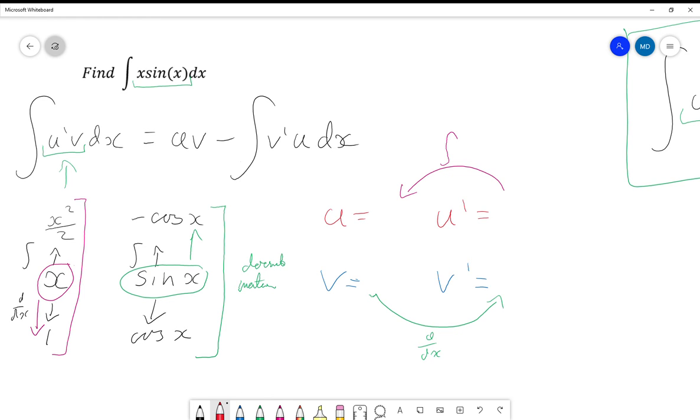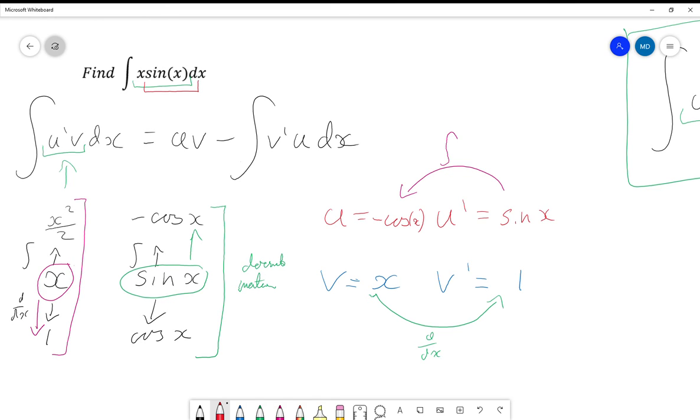Therefore, I pick the sine x as my u dash, and I'm going to pick the x as my v. And therefore v dash is 1, and u dash is negative cosine of x. And that is much nicer than picking the other way around, because otherwise I'd have ended up with an x squared, and then things would have been probably more difficult.